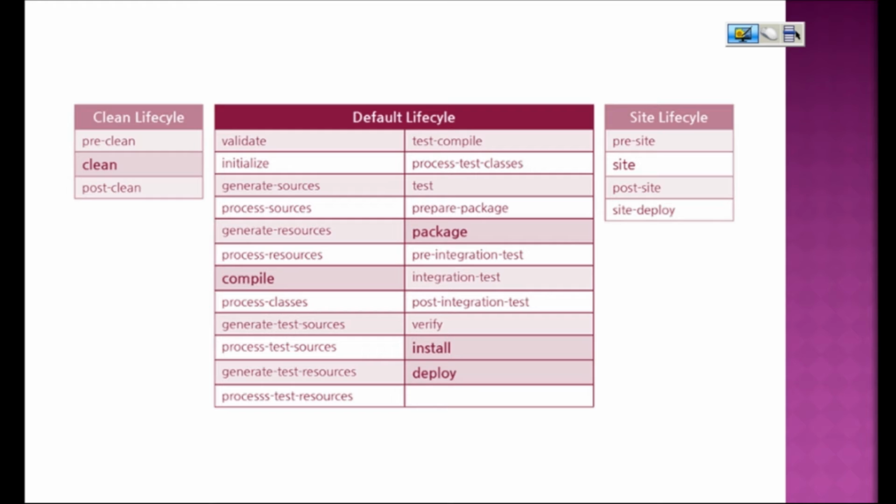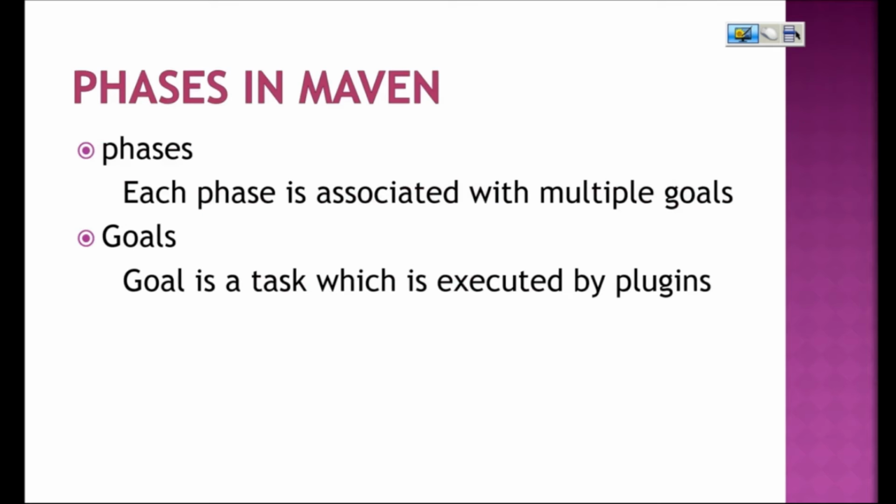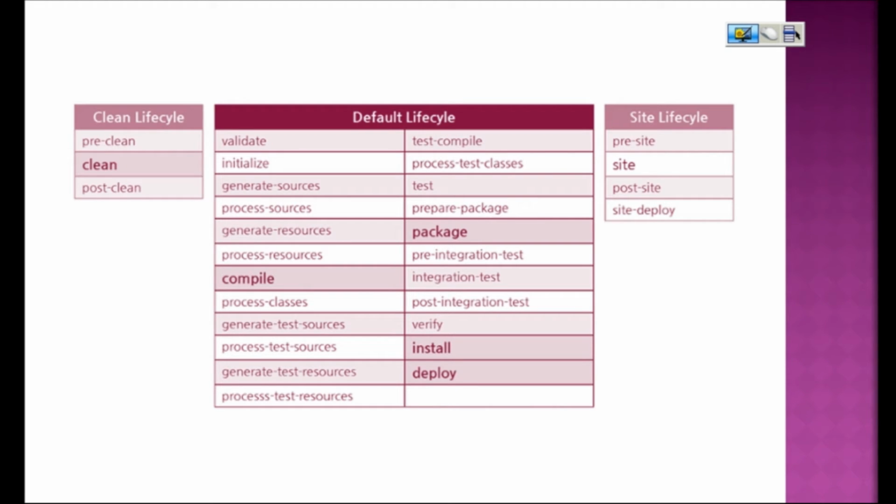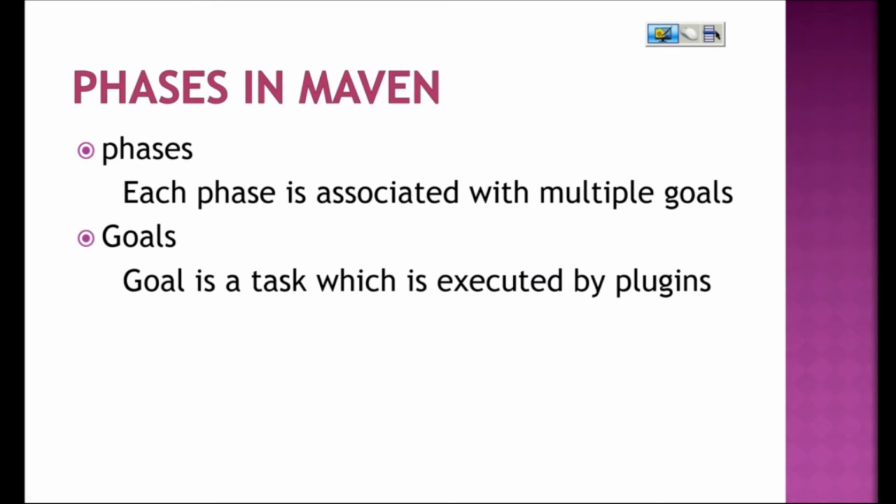And each phase has multiple goals. What is a goal and what is the difference between goal and a phase? Let's see. Phase is associated with multiple goals. Here let's talk about compile phase. So compile phase has different goals, meaning we can compile the source code of the project as well as we can compile the test code present in the project. So each phase is associated with multiple goals. Goal is nothing but a task, and a goal is a task which is executed by plugins.